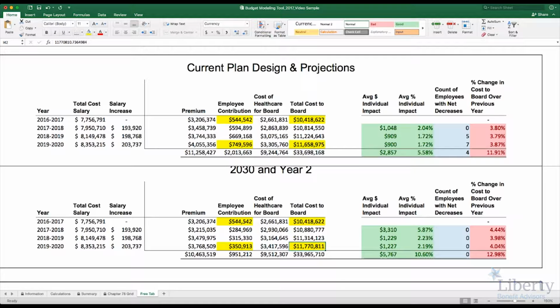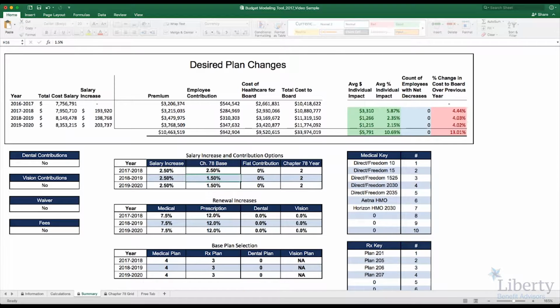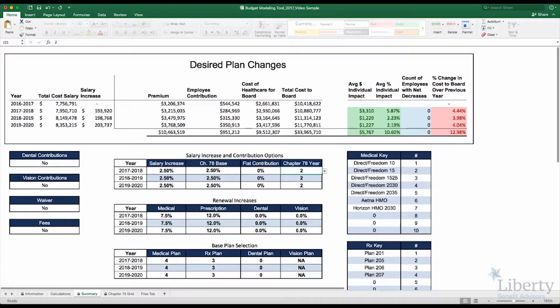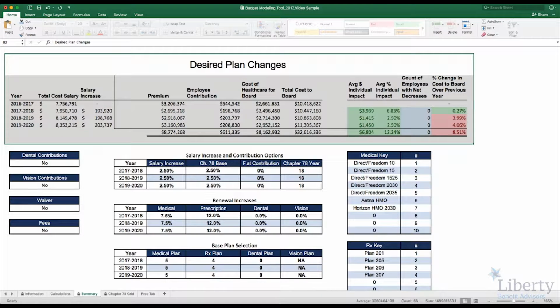So let's keep trying. Going back to the Summary tab, let's move to 2.5% of salary. And we're going to move that to 18. And we're going to move to the 2035 plan. Okay, so changing the medical and the RX. We're going to take this information up here, capture it, and we're going to move it to our Free tab.